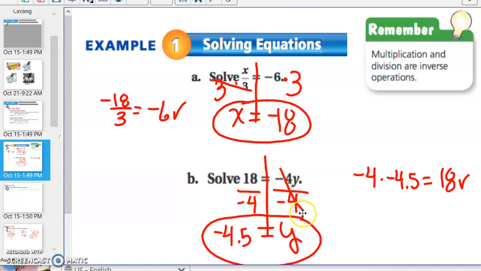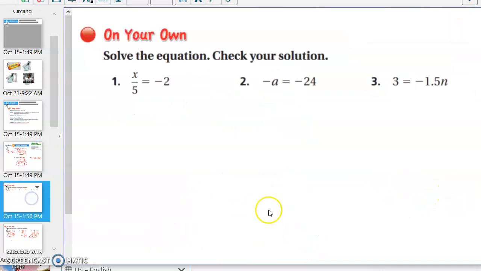So then the -4's would cancel because multiplying by -4 and then dividing by -4 undoes each other. And then 18 divided by -4, of course, would be -4.5, and I can check that. -4 times -4.5 is +18, so I know that that is the solution.